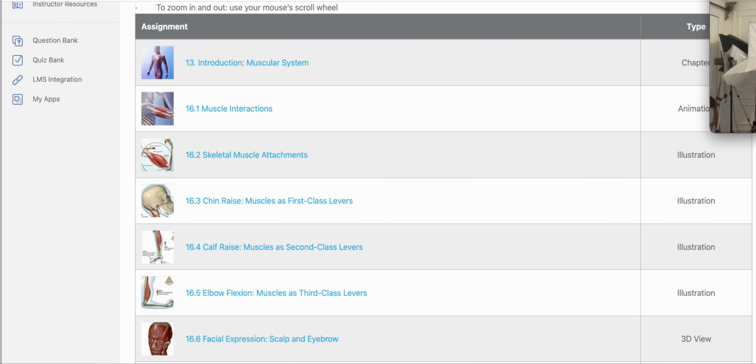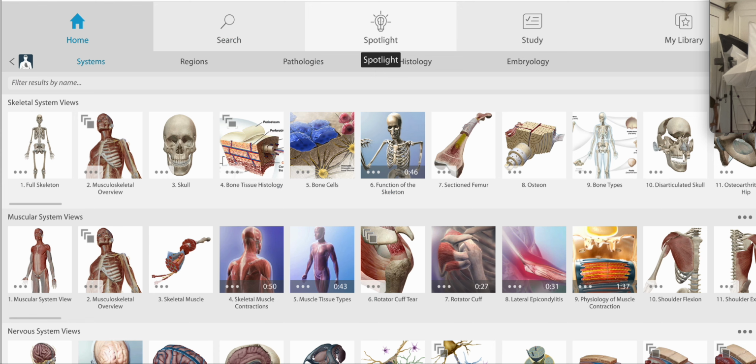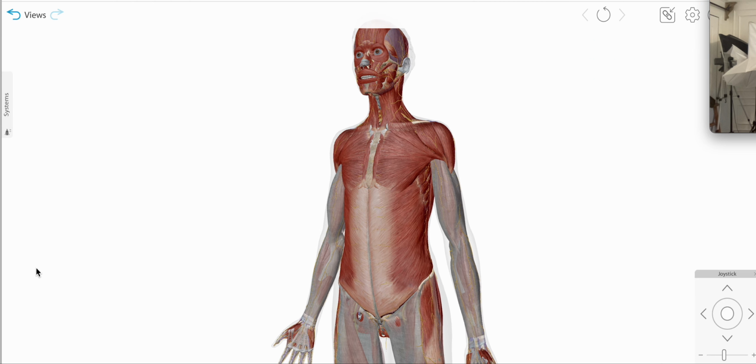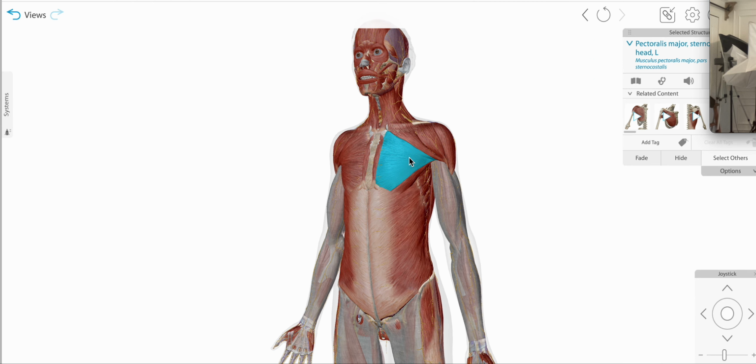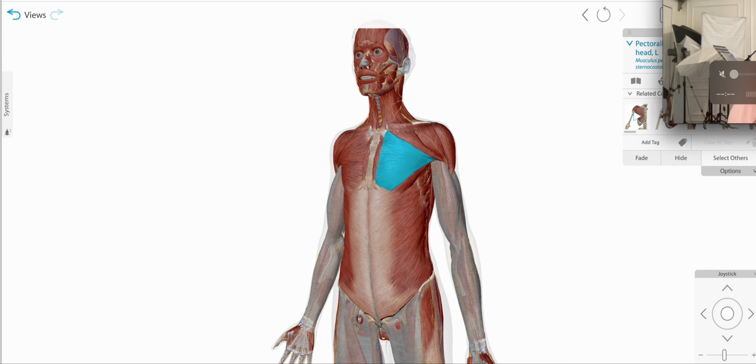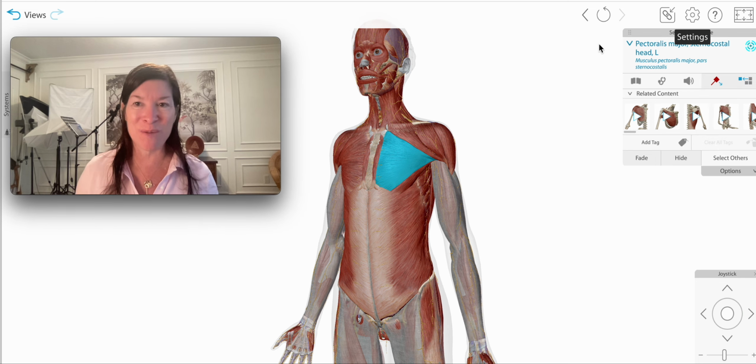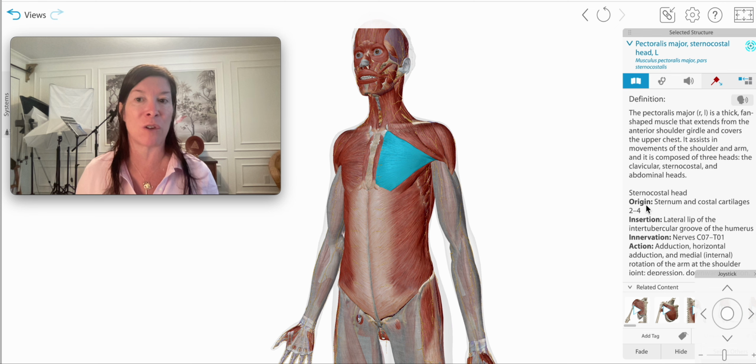Or the other option is you can click on My Apps right here and then click on Launch Anatomy Suite, and it will bring you to this part of Visible Body. Then you can click on the muscular system, for example, and start clicking on muscles and it will identify them. Let me move myself out of the way so you can see the name of the muscle by highlighting it. And then if you click on the little book right here, it'll give you the origin and the insertion. But most importantly for us, it'll give you the action.